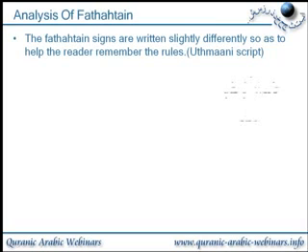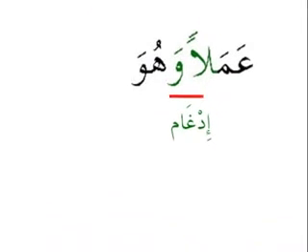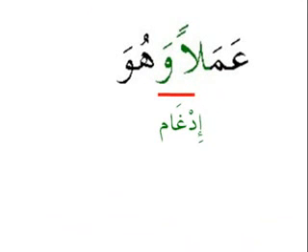So now we're going to look at the Fathatain, and we're going to look at it in the different scripts. So here we have Uthmani script first. So here we have Amalan wa huwa. Now this is Idghaam, assimilation, because we have Lam Fathatain. Again, they put on the Alif with the Fathatain, we just ignore that. So Lam with Fathatain followed by Waw, one of the Yarmalun letters, and it's done with Ghunna because it's one of the Yarmalun letters.